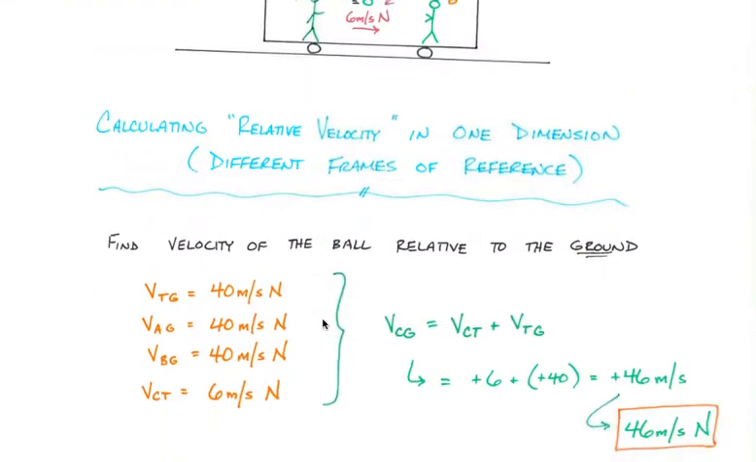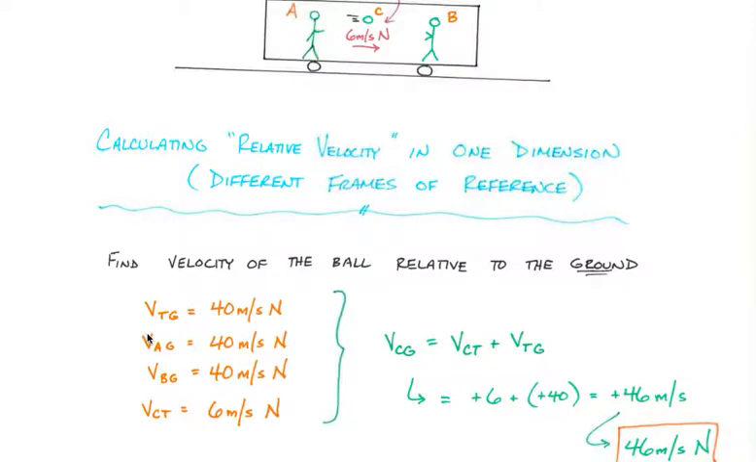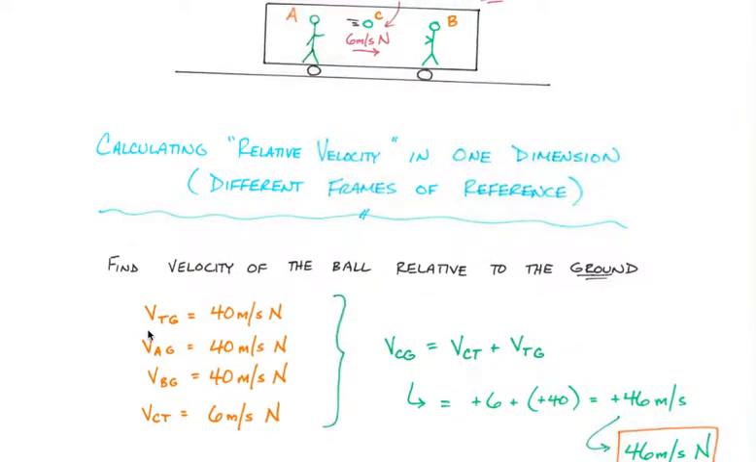And the velocity of ball C relative to the train was 6 meters per second north, which was taken from here. So if I list all of those, now the equation becomes a game of, can I get the right letters in the right order? Here's what I mean by this. If I'm being asked to find the velocity of the ball C relative to the ground, then I'm really looking for V_CG, the velocity of ball C relative to the ground.